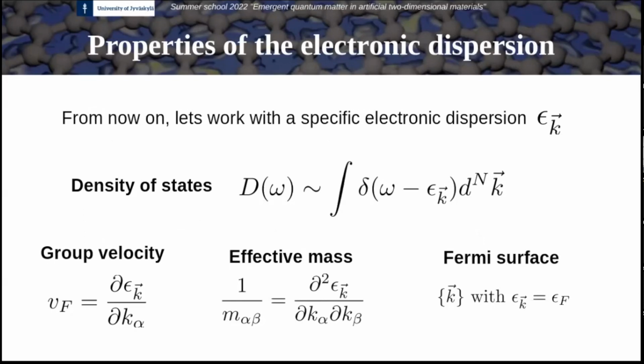So the first quantity is the density of states, which essentially tells you how many states you have at a very specific energy omega that you target. The way one computes this is by integrating the Dirac delta function over the whole Brillouin zone. Then the group velocity is essentially the derivative of the energy with respect to the momentum and tells you how fast, quote unquote, your electrons move. Then the effective mass is the second derivative, in the very same way as we define it in classical mechanics.